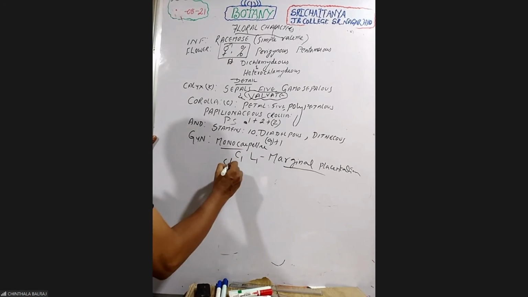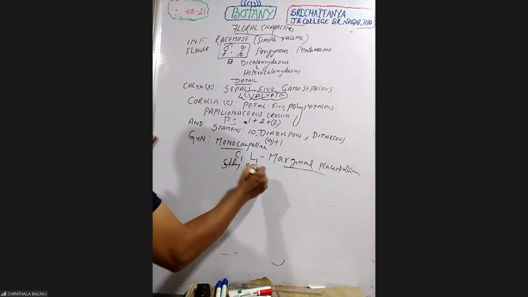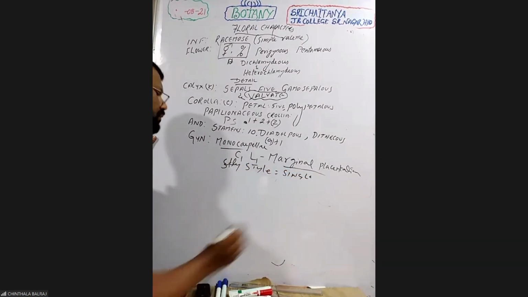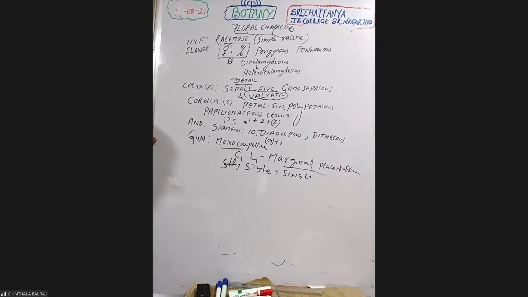Style: many or one? One, because it is monocarpellary. Single. Okay?